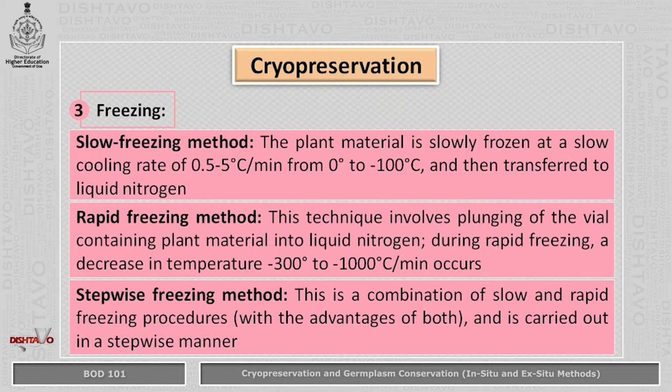Stepwise freezing method. This is a combination of slow and rapid freezing procedures and is carried out in a stepwise manner. The plant material is first cooled to an intermediate temperature and maintained there for about 30 minutes, and then rapidly cooled by plunging it into liquid nitrogen. The stepwise freezing method has been successfully used for cryopreservation of suspension cultures, shoot apices, and buds.